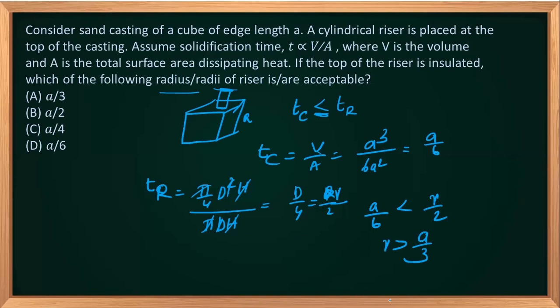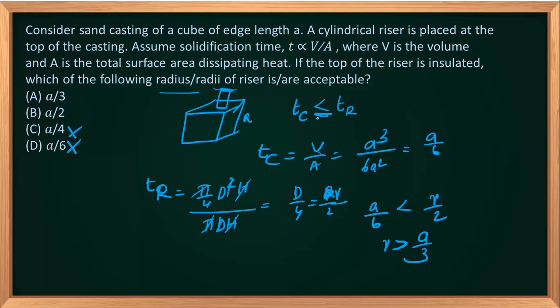Okay. Now coming to the options. So a by 3 is there, a by 2 is there, a by 4 is there, a by 6 is there. Taking this in the first go itself, you can eliminate two possibilities. R should be greater than a by 3, so you can eliminate the possibility of a by 6, and you can also eliminate a by 4. Only two choices are left. But should we consider the equality sign or not? That is the first question.